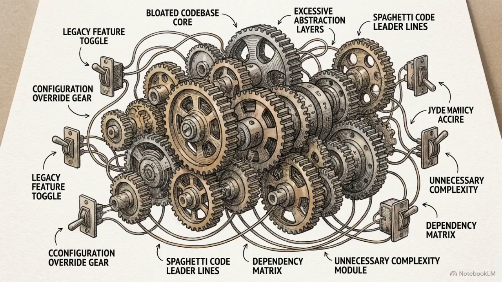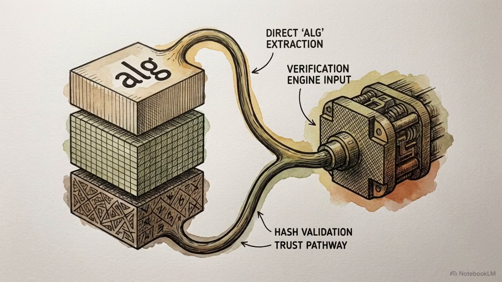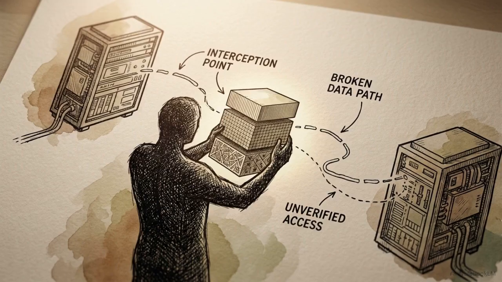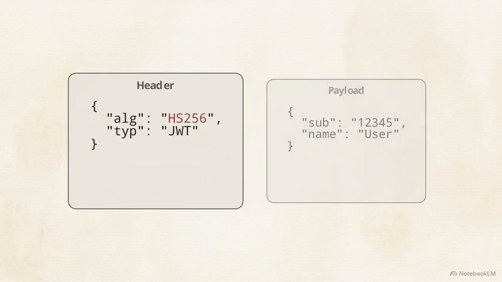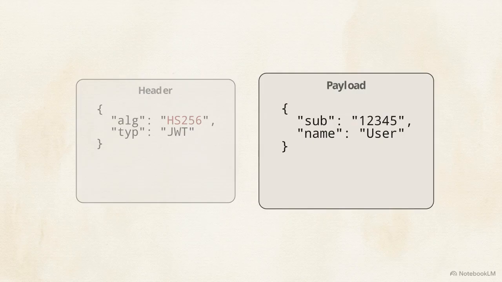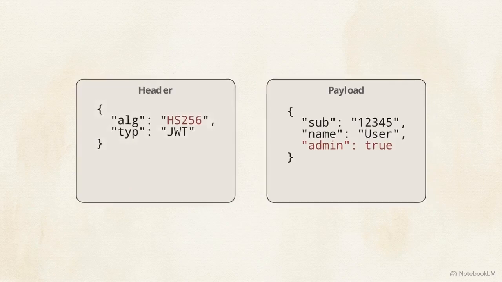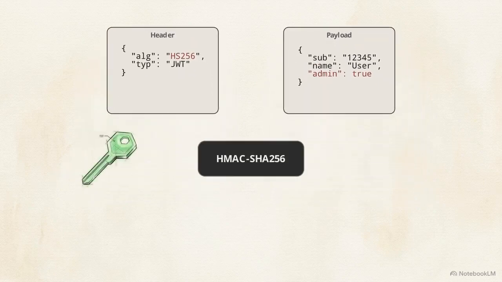Many JWT libraries are designed for maximum flexibility, meaning they dynamically route their verification logic based entirely on what they read in the token's ALG header. In an algorithm confusion attack, an attacker intercepts a token and performs three manipulations. First, they change the header from RS256 to the symmetric HS256. Second, they insert a new payload claim granting administrative privileges. Finally, they generate a new signature using HMAC SHA256, utilizing the server's openly published public key as the symmetric secret.